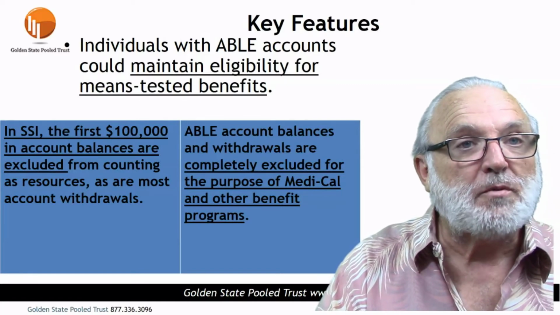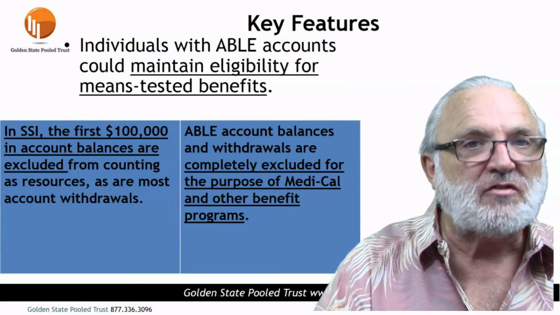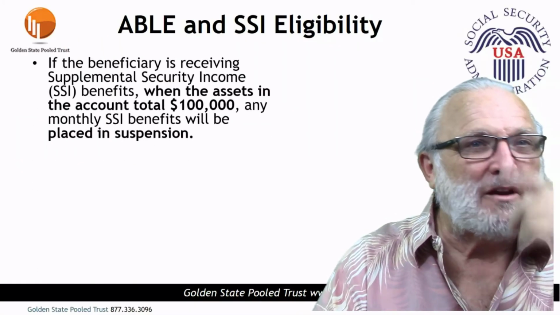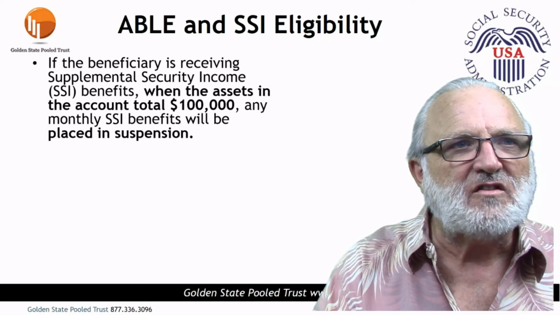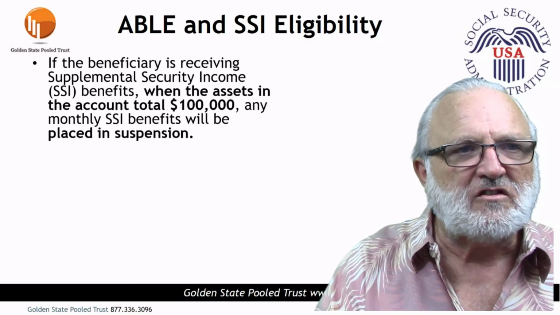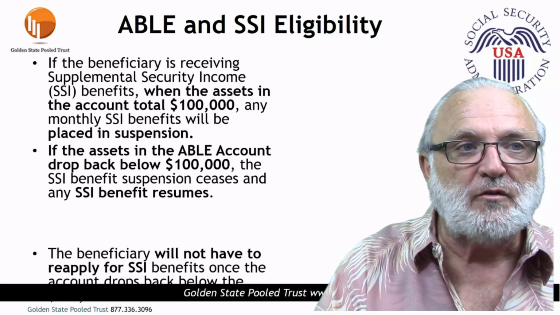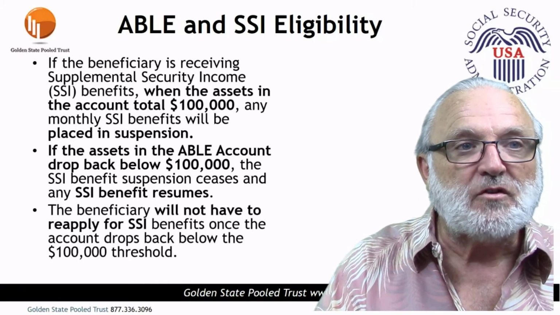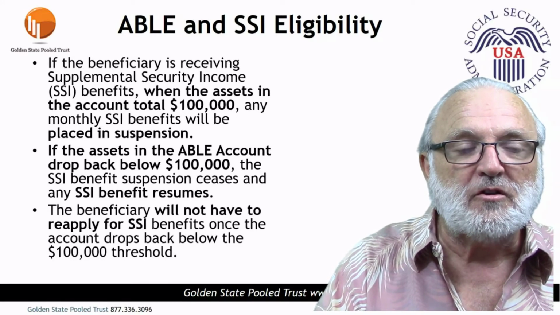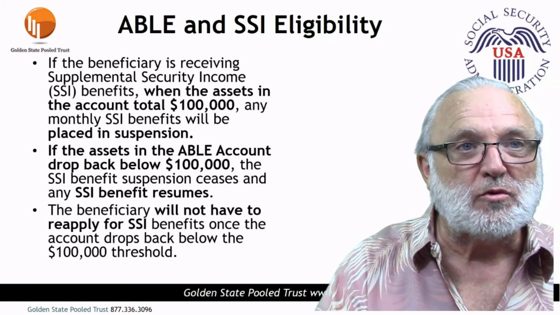Even so, the person would maintain their Medi-Cal here until they reach the maximum amount that could be contributed for that state. So, if the beneficiary is receiving SSI when the assets in the account total $100,000, it's going to put the SSI into suspension. If the assets in the ABLE account drop below $100,000, then the SSI resumes. The beneficiary will not have to reapply for SSI once the account drops below the $100,000 threshold, as we're going to see, as long as you follow all the other rules.